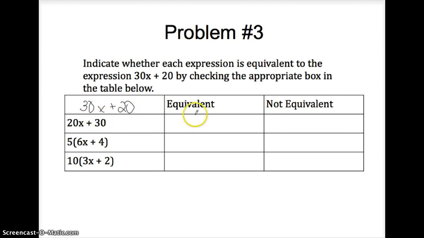Are these equivalent? No, they are not equivalent. The 30 is not the same as the 20, and 20x is not the same as 30x. Are these equivalent? We know that 5 times 6 is 30, and we bring our variable over also, so this is 30x. 5 times 4 is 20. So these actually are equivalent. Let's look at this next one. 10 times 3x gets us 30x, and 10 times 2 gives us 20. So yes, that is also equivalent. This is how we tell if expressions are equivalent.